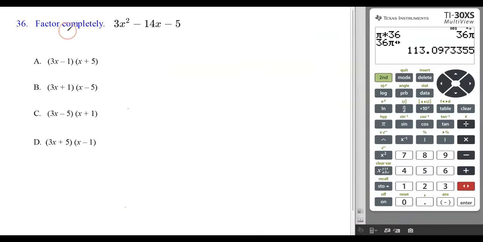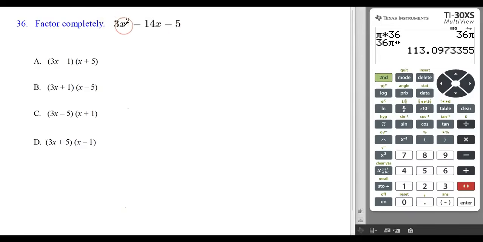Question 36. Factor completely 3x squared minus 14x minus 5. I'm given a whole bunch of answer choices in factored form. This is a great time to use the plug-in strategy. I'm going to show you how to use that in a second.